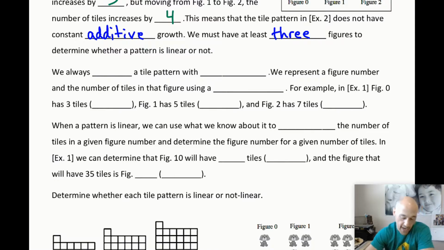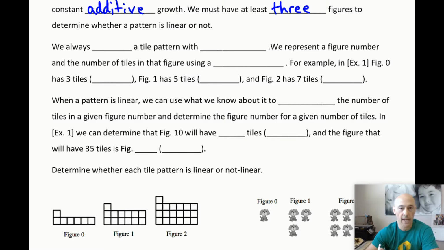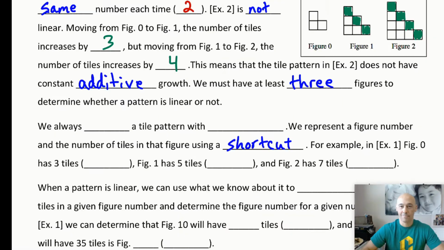We always blank a tile pattern with blank. We always... I can't even remember what I was thinking there. Let me think. We always blank a tile pattern with blank. We represent a figure number and number of tiles in that figure using a shortcut. I know that. So this is shortcut. I'm going to pause for just a second.